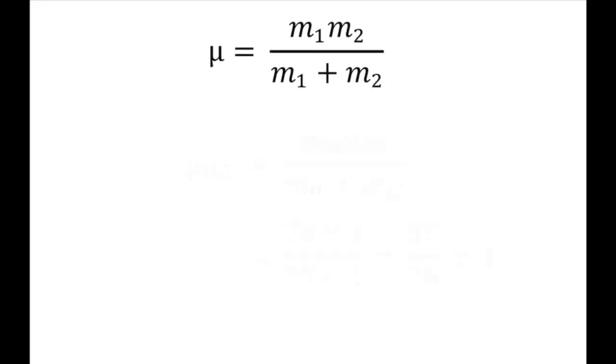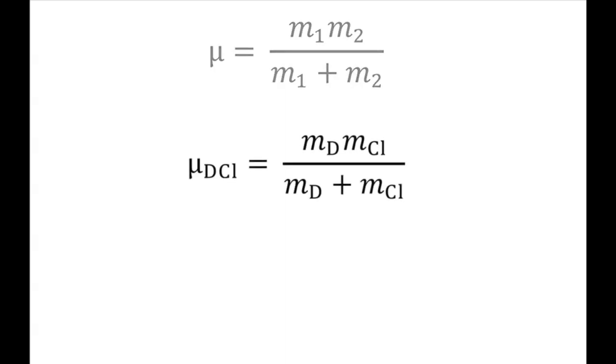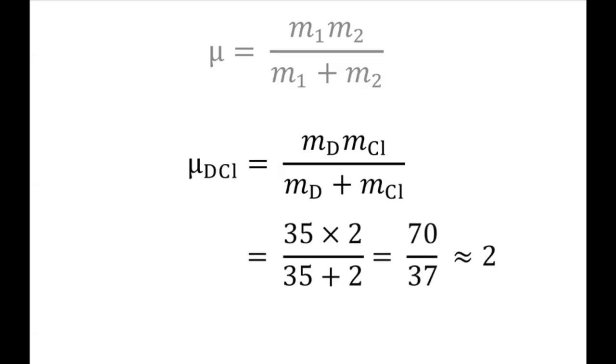Doing the same thing for DCl, with an atomic mass of deuterium of 2, we can see that the reduced mass of DCl is equal to 70 over 37, which is approximately equal to 2. This is a general finding. When the atom that is bonded to the hydrogen is sufficiently massive, the reduced mass of the deuterium compound is approximately twice that of the hydrogen compound.